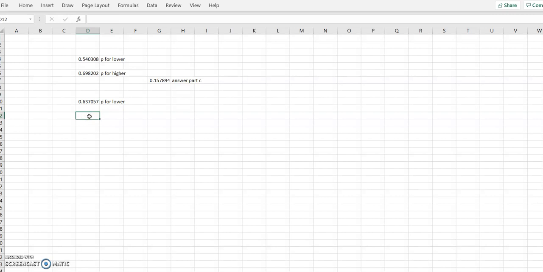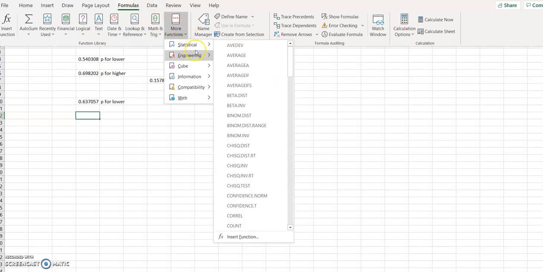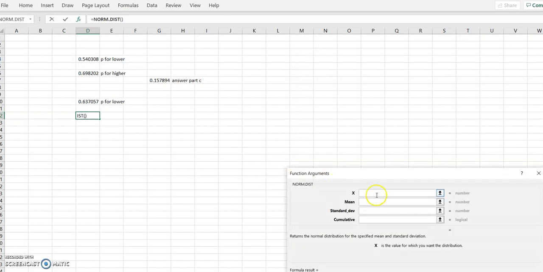Now we do the P for higher. Same exact thing. We just use the 181,000 number. So formulas, more functions, statistical, norm.dist again. This time the x value is 181,731, which is given in the problem. The mean is 162,000, given in the problem. Standard deviation, we calculated it. Remember, you have to use the new standard deviation, so to speak, 10,969.6557, and cumulative is 1.